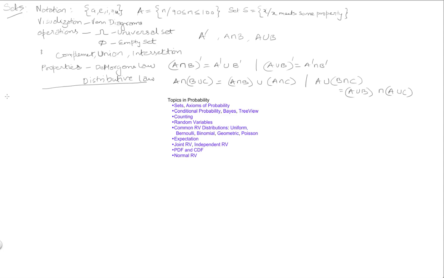So the second topic then was probability. And the first thing we did about probability is we looked at the definition. So probability is defined on events, and an event is simply a set. So that's the reason why we led from sets to probability.